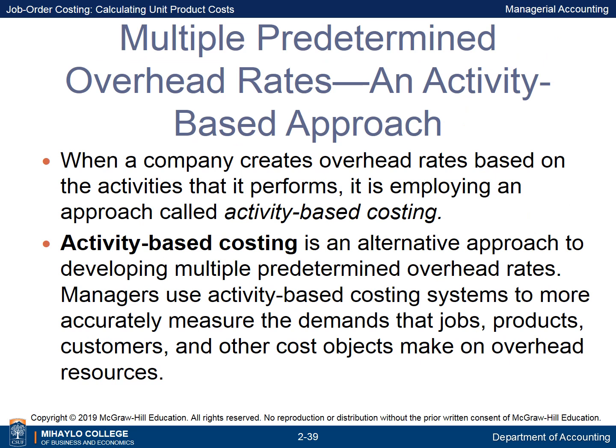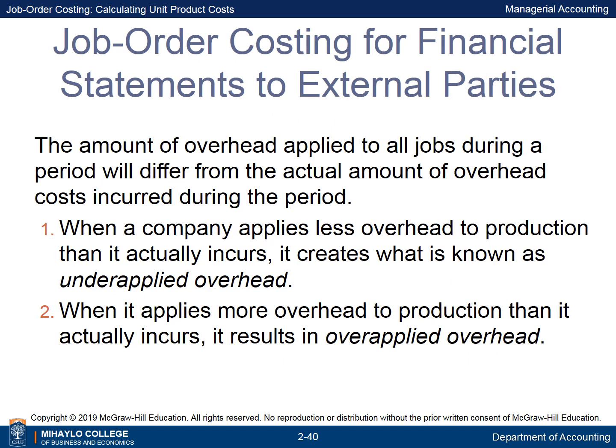When a company creates overhead rates based on the activities that it performs, it is employing an approach called activity-based costing. Activity-based costing is an alternative approach to developing multiple predetermined overhead rates. Managers use activity-based costing systems to more accurately measure the demands that jobs, products, customers, and other cost objects make on overhead resources. The amount of overhead applied to all jobs during a period will differ from the actual amount of overhead costs incurred during the period.